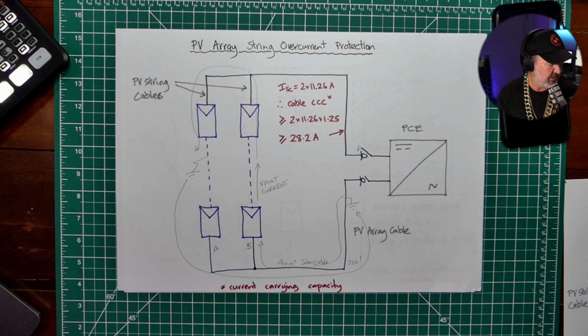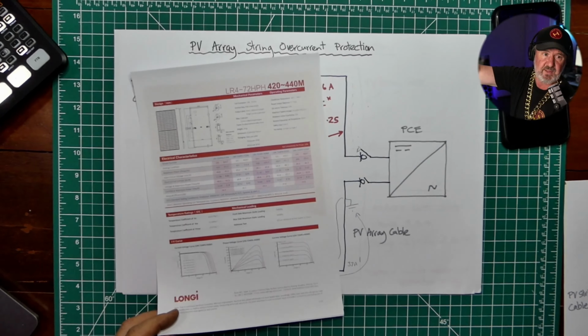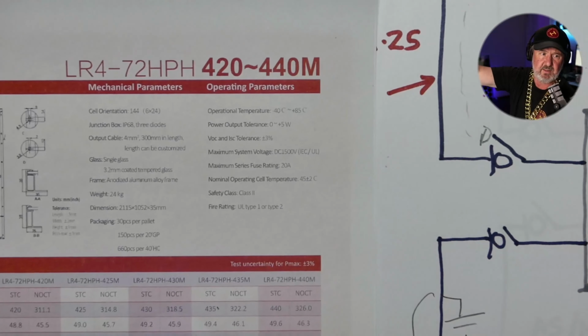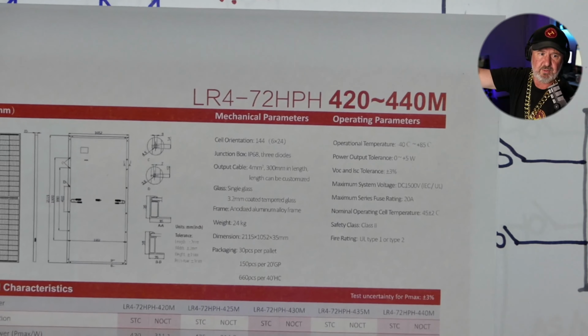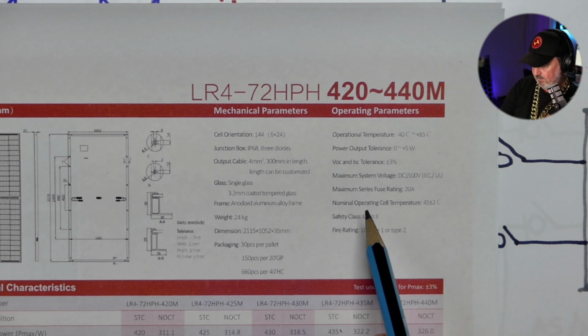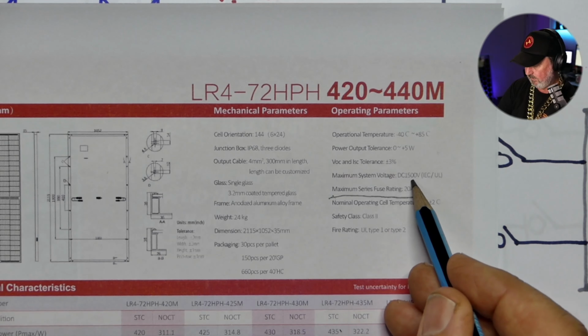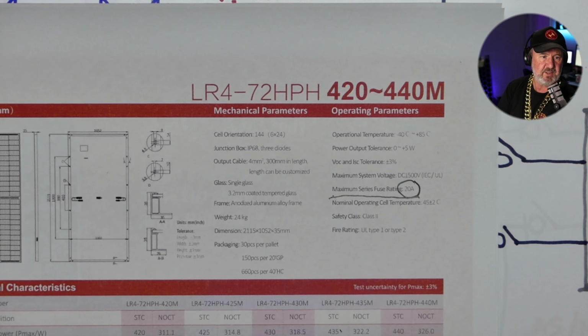Now, we looked up the data sheet before of the panel. I'll just bring it back up here for you. And up the top of that data sheet, if I zoom right in on it, is what they call the series fuse rating. And maximum series fuse, there it is, 20 amps. So the maximum series fuse is 20 amps. Now technically it's known as the maximum reverse overcurrent protection rating, which is such a mouthful no one ever puts it on a data sheet.